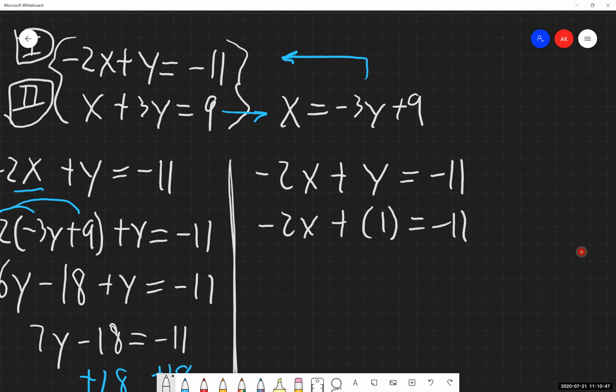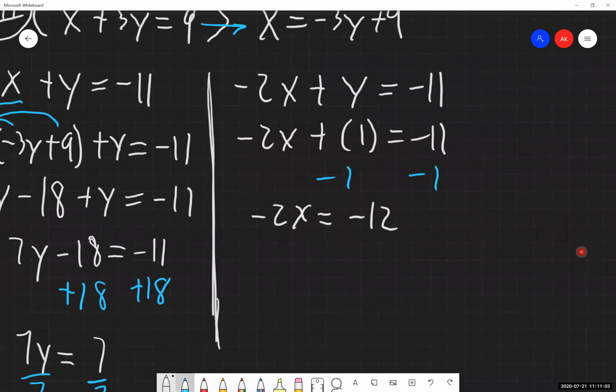And now I'm solving for 2x. I don't need that 1 on that side, so I'm subtracting 1 from both sides. Oops. Get that there. Divide both sides by -2. And we're getting x is equal to 6.